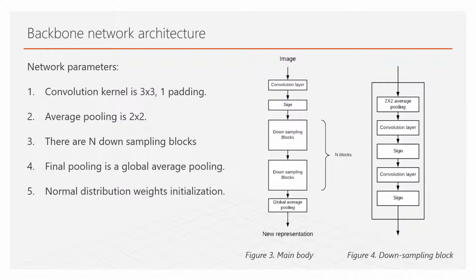Networks are initialized following the normal distribution, because in the beginning we will normalize the image to a normal distribution.